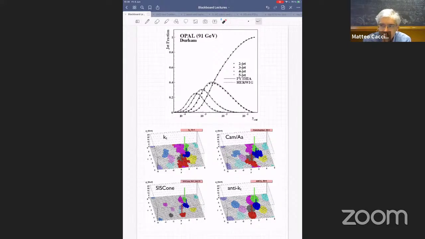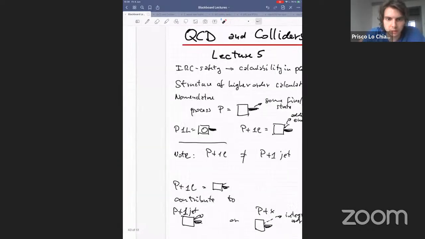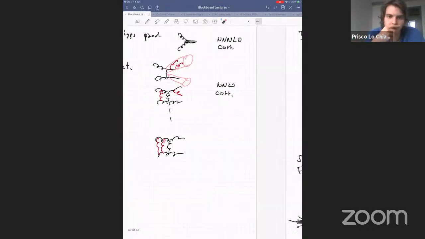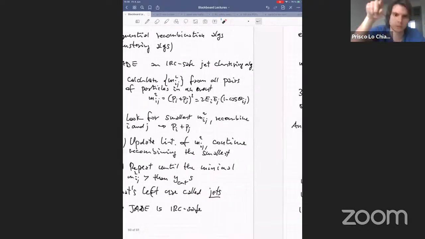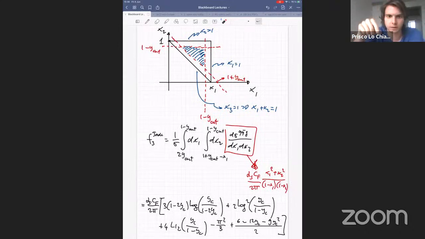Yes, there's one question. Coming back to the triangle plot you made, you said the problem was at the boundary on the left and on the upper boundary. I guess the lower boundary is fine because you don't have a collinear or IR problem there, unless you mean this one here. So this one is where the emitted gluon is hard. So yes, I think so.